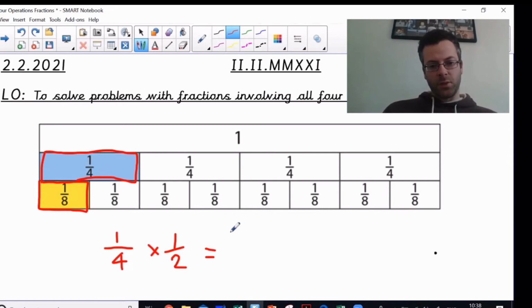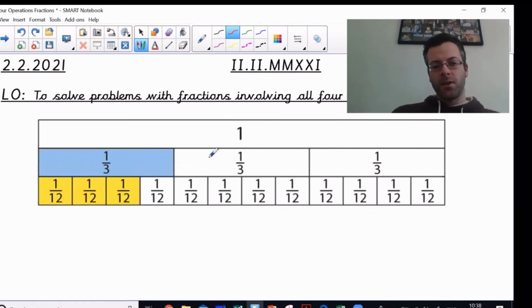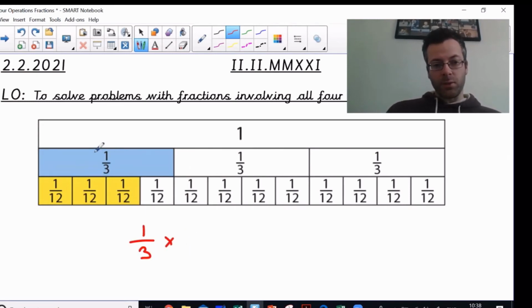Numerator times numerator is 1. Denominator times denominator is 8. So 1/4 times 1/2 is 1/8. Let's look at another one. Here we are doing a third, and we're finding 3/4 of it. We split it into 4, and we're finding 3 of them.